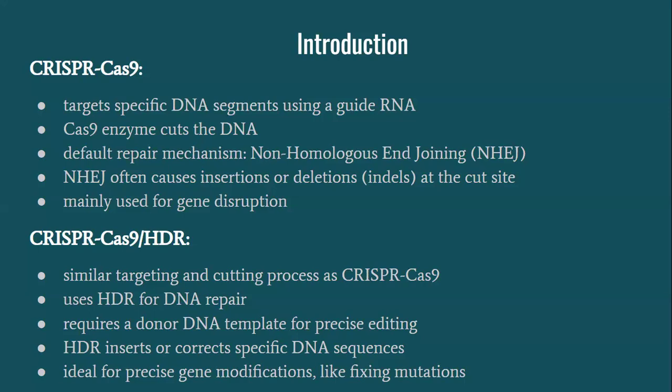So what is that? It's a donor DNA template for precise editing. This donor DNA template is the proper DNA template, the one that we want in our system, not the mutated one. It's kind of like the wild-type DNA, the donor DNA template. So based on the donor DNA template, the HDR can insert or correct specific DNA sequences. As a result, this can also be used for fixing mutations instead of just causing gene disruption like the previous model of CRISPR-Cas9. Okay, am I clear so far?